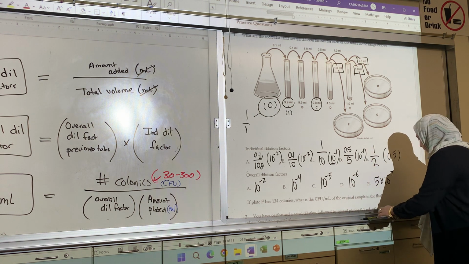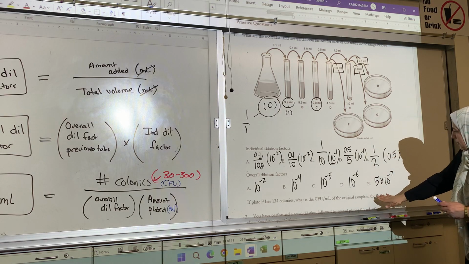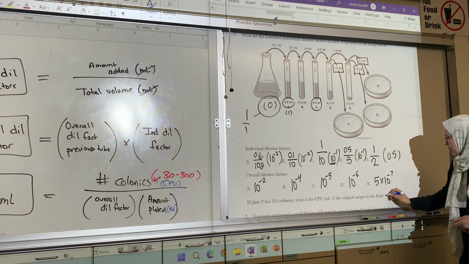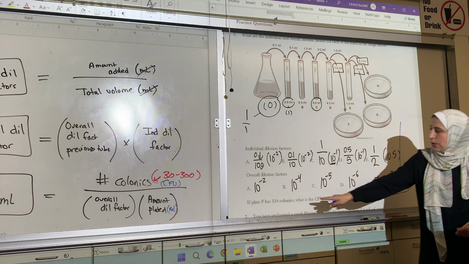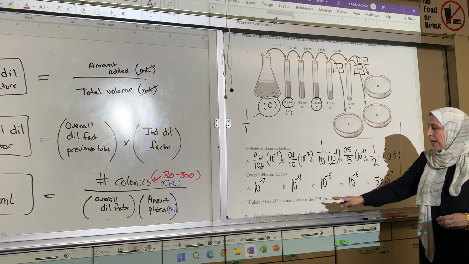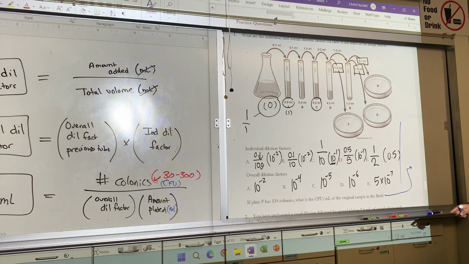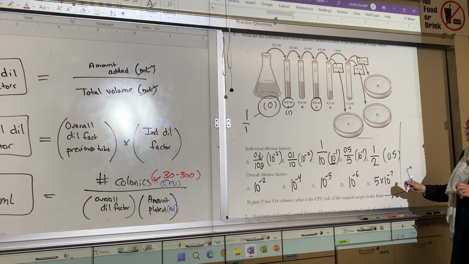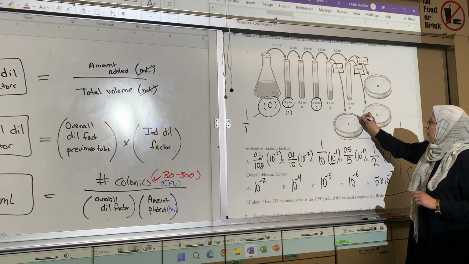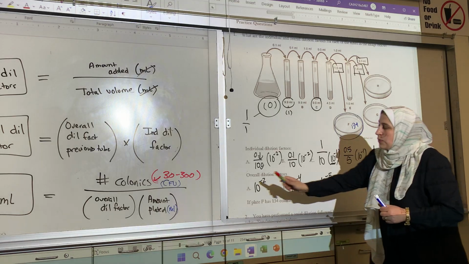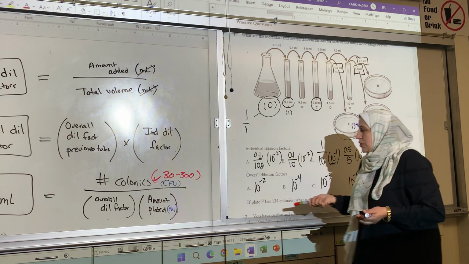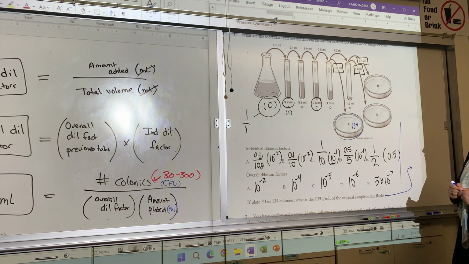So I'm running out of space on the board here, so I'm just gonna do this question right here on the side, okay? And so the question says, if plate F has 134 colonies, what is the CFU per mil of the original sample in the flask? So here's plate F. It has 134 colonies. That is between the 30 and 300, so we can use that, okay?